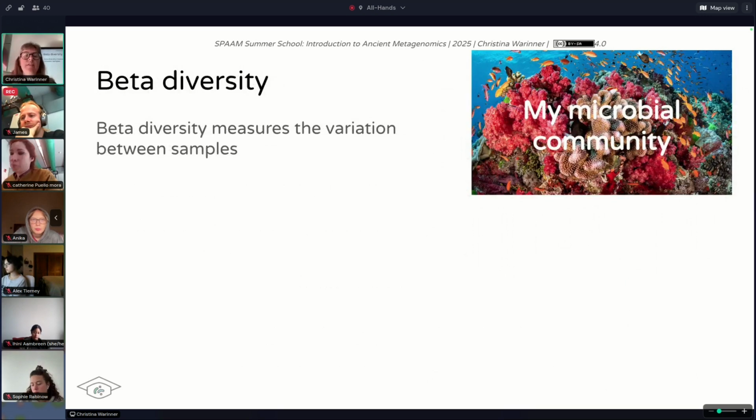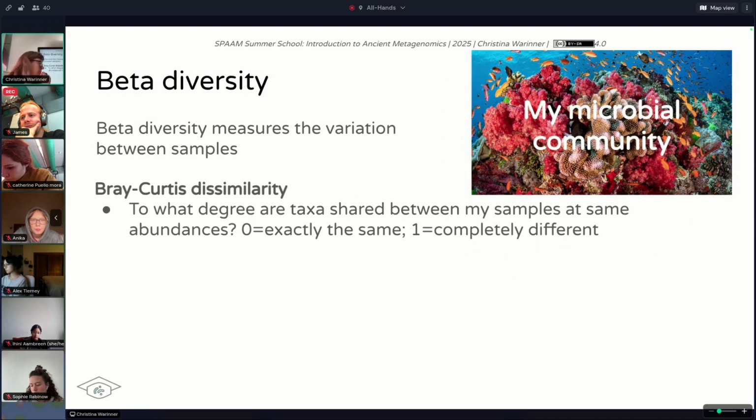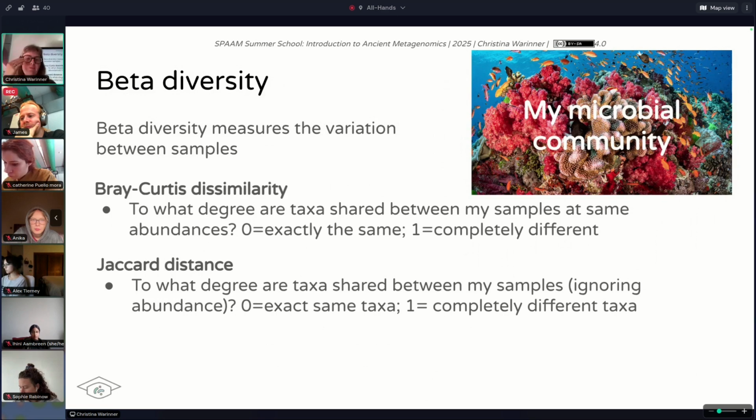Beta diversity measures the variation between samples. There's different ways you can do this. A common one is using Bray-Curtis dissimilarity, which addresses the question, to what degree are taxa shared between my samples at the same abundances? So if they're exactly the same, then you're going to get a score of 0. And if they're completely different, you're going to get a score of 1. So it's looking at how similar two different communities are.